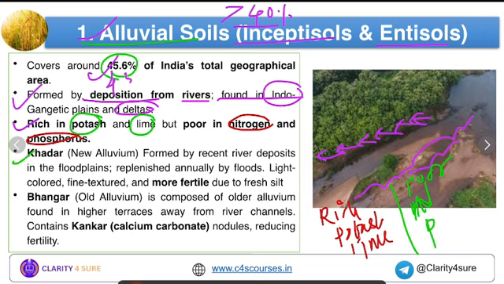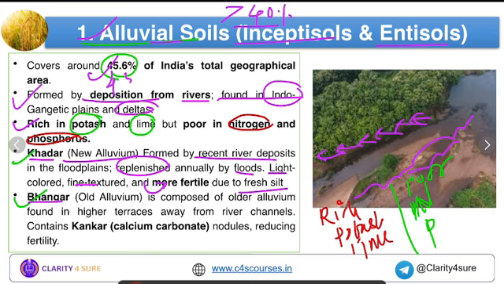Next important point is the khadar and the bhangar. The alluvial soils are categorized into subtypes: the khadar and the bhangar. The new alluvial soil is called khadar because it is formed by recent river deposits in the fault lines. They are replenished annually by floods, and because they are replenished every year, they are light in color and fine in texture. For all these reasons, they are more fertile as fresh silt is deposited every year.